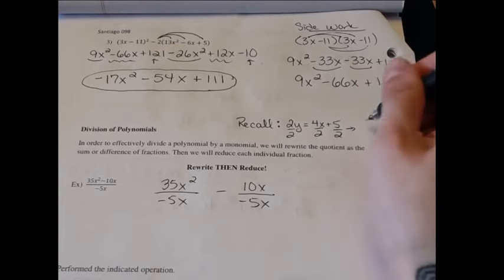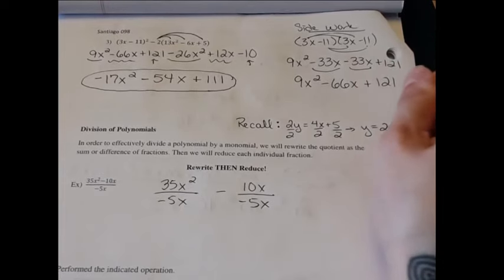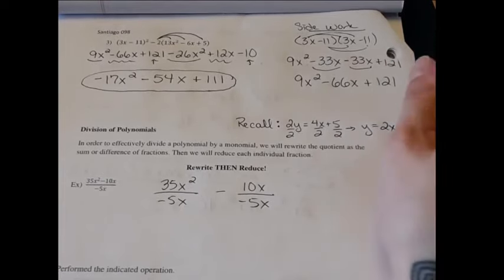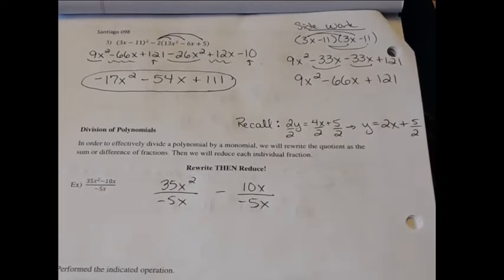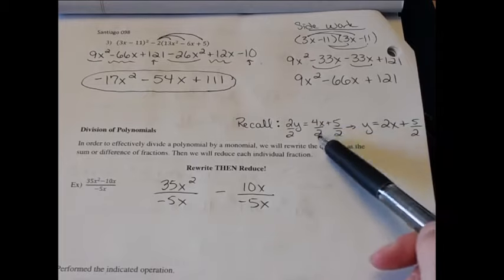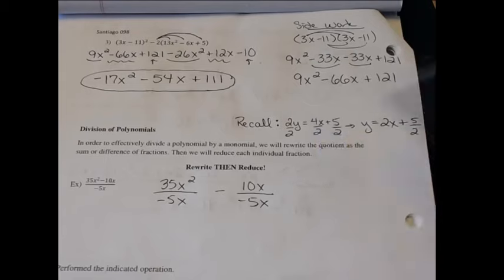So for instance, this would become y is equal to 2x, because 4 over 2 is 2, plus, and then 5 over 2 doesn't reduce, so we leave it 5 over 2. What I want you to notice is that 4 divided by 2 became 2. So you reduced it, didn't you? You took advantage of that and you said, I'm going to simplify my fractions whenever I can. And you did exactly that.